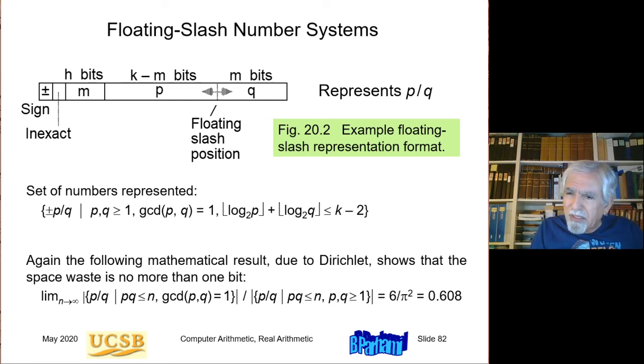You still have the same problems as fixed slash, but some additional problems arising from this variable position of the slash. So I mentioned these two examples just to let you know that there do exist formats, number representation formats, for exact arithmetic.